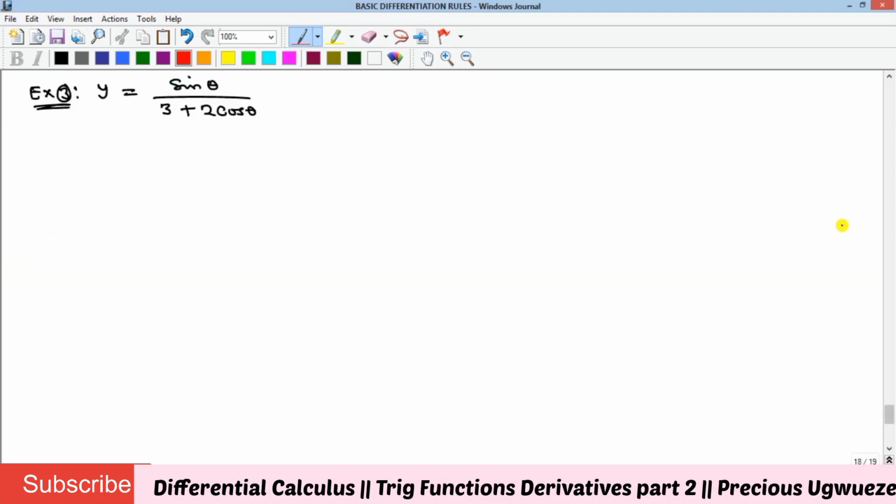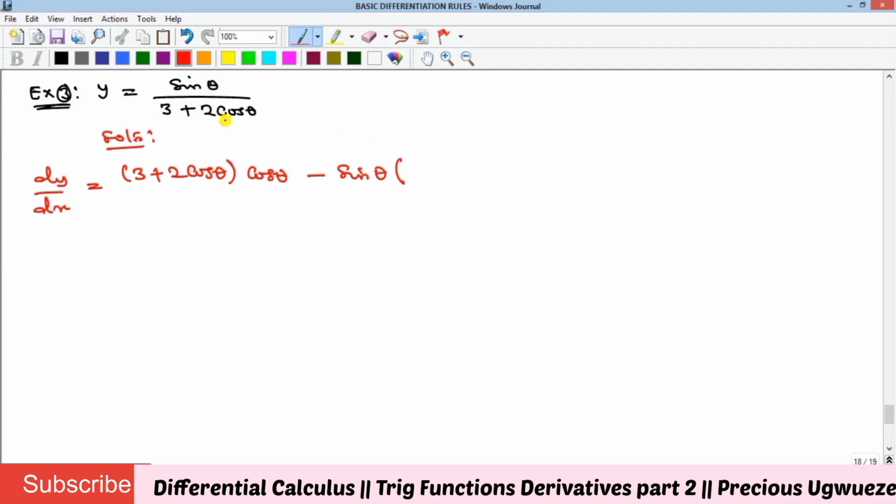This example is also a quotient, so we're going to apply the same quotient approach. And so here our dy/dx is equal to, recall your v du, our v in this case is 3 plus 2 cos theta, then multiply by du. Our du is the derivative of the numerator, which is cos theta, then minus our u, which is sine theta, multiplied by the derivative of the denominator. If you differentiate 3, it is 0.